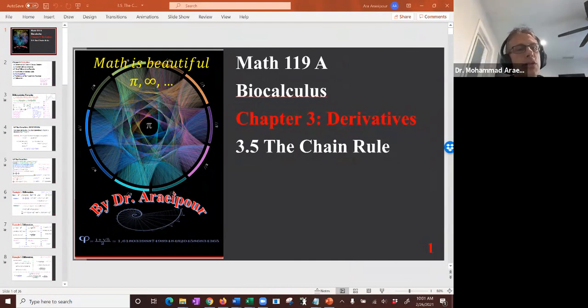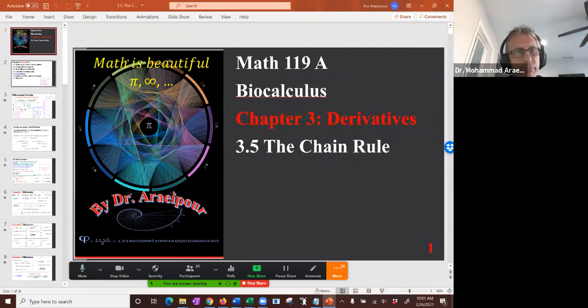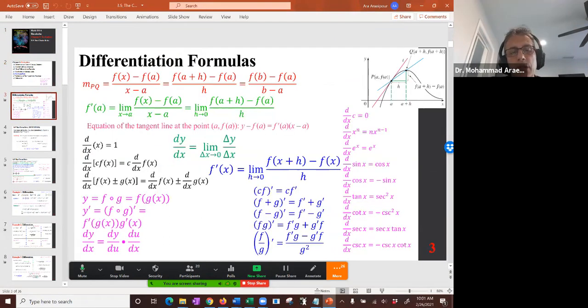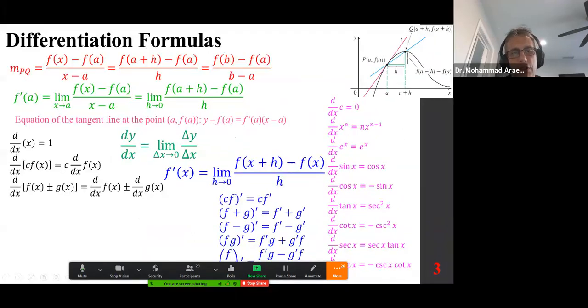So we are looking at section 3.5. We've already looked at the derivatives and rates of change, derivatives as a function, basic differentiation formulas, the product and quotient rules, and now we are looking at the chain rule. So what we are looking at here is the addition of the chain rule.